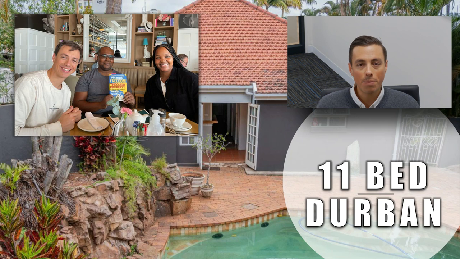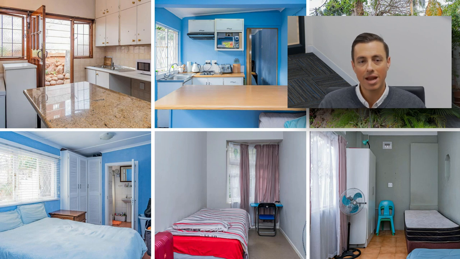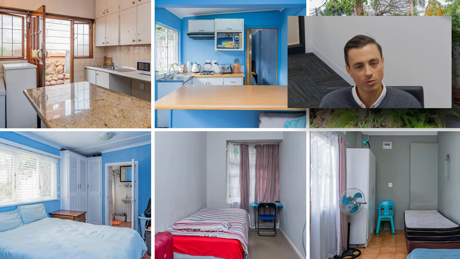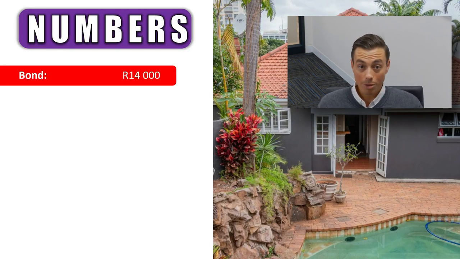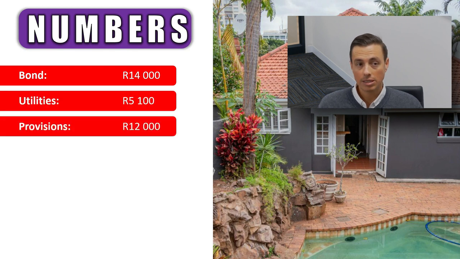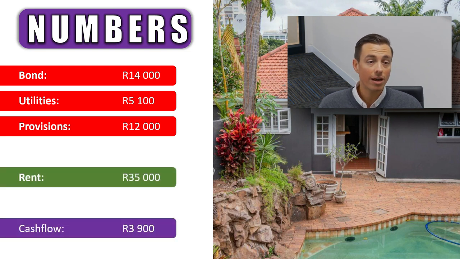I'll put a link to the case study in this video. He bought an 11-bed house in Pietermaritzburg. So here you can see some of the inside. There's a main house with a bunch of rooms in it, and then there's a cottage at the back. The blue structure is the house at the back. The bond on this property is 14,000. Utilities, provisions, he's also accounted for the 10-month cycle as opposed to the 12-month cycle, making 35,000 Rand in rental and walking away with a 3,900 Rand positive cash flow from day one.